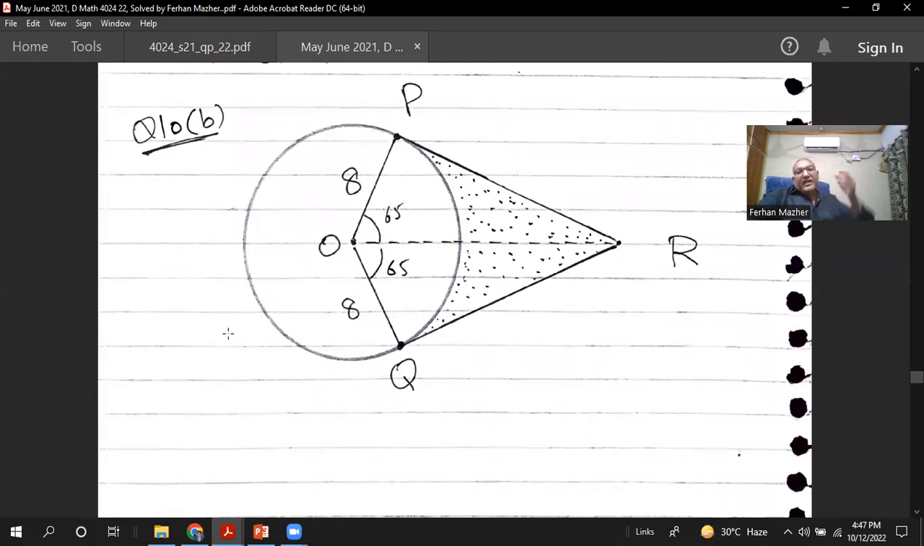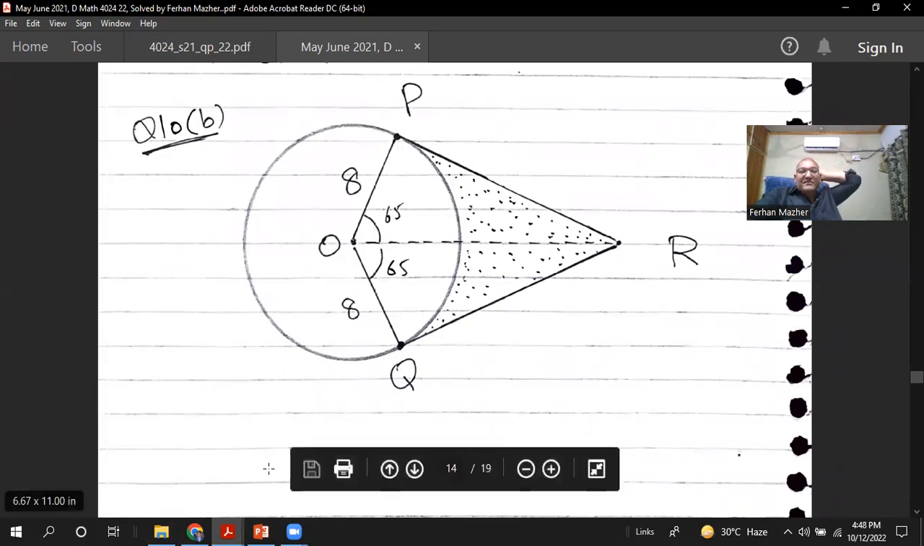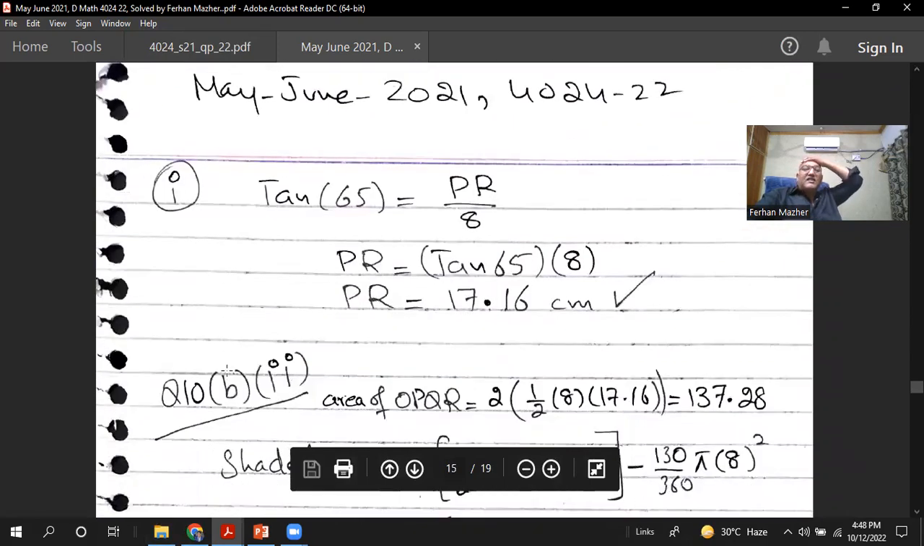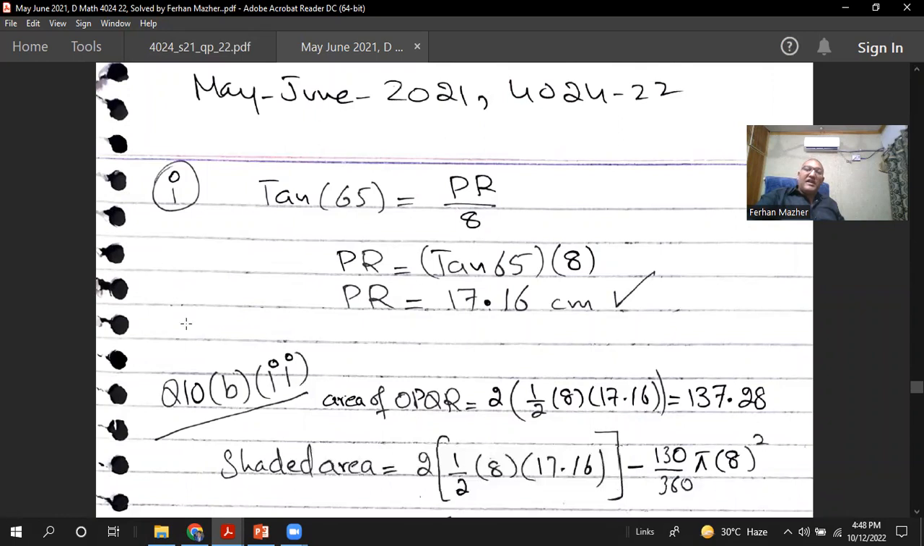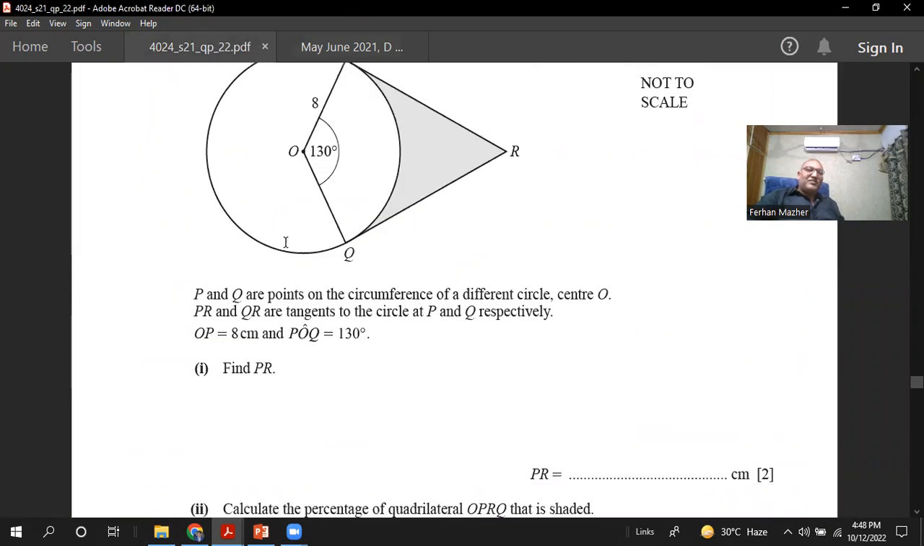So I can apply tan. Very easily, by applying tan, I can find that. Tan of 65 will be perpendicular by base, that is PR divided by 8. So PR will be equal to 8 multiplied by tan 65, and that will be 17.16. So simple, straightforward, first part.